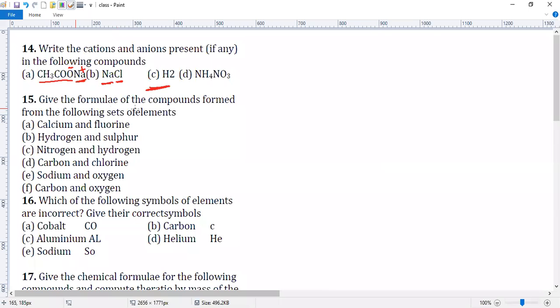Question number 15, give the formula of the compounds formed from these elements. First one, it is calcium and fluorine, CaF. You know, for calcium it is 2 plus and for fluorine it is 1 minus. So obviously cross panning, what will you get?